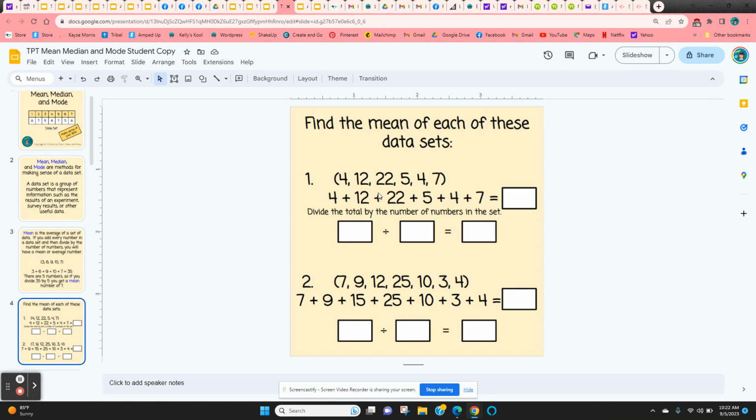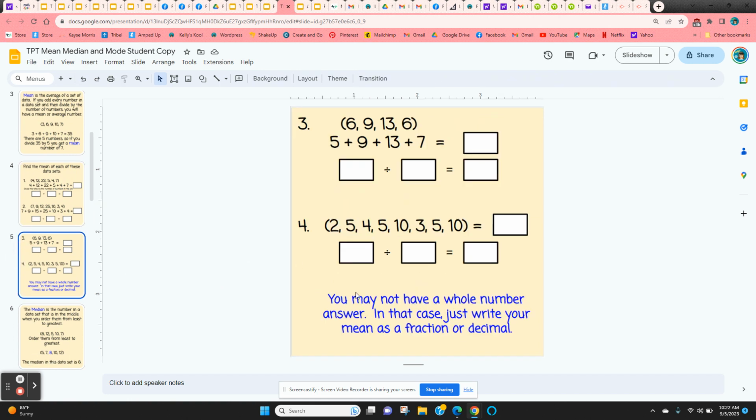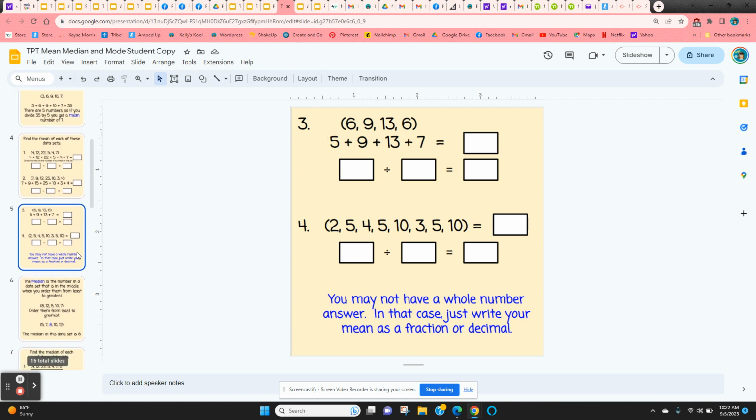Now they've got a couple to do on their own. They're going to add all the numbers together. They're going to type in the total. They'll type that same number here and then divide by, in this case, 6, because there's 6 numbers. And then we'll get their mean. They're going to do the same thing on number 2. 3 and 4, it explains at the bottom that they may end up with a fraction or a decimal answer. So for these two, they will have a fraction or a decimal.